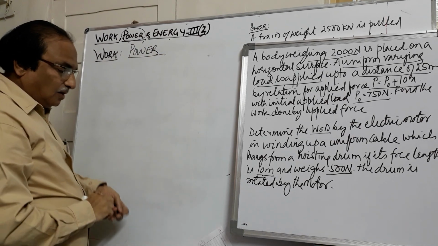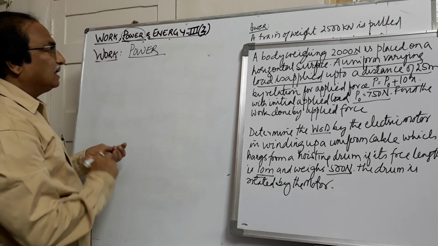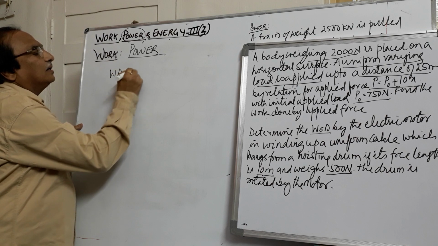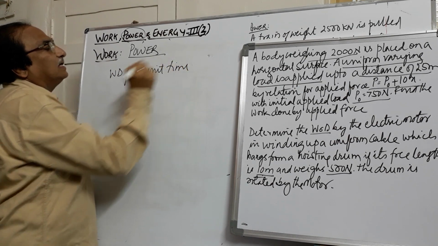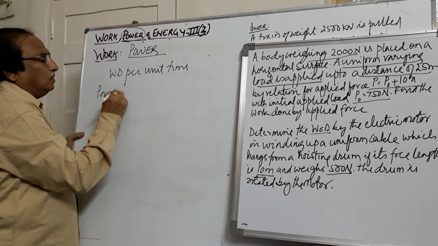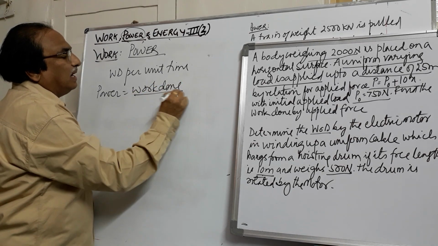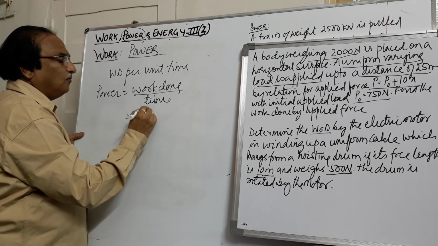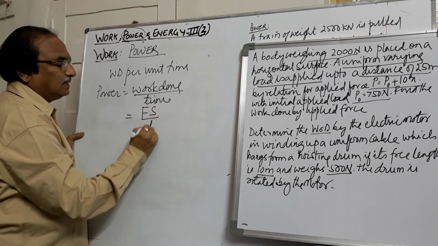Power. Now here power is in continuation of the work done. It is defined as the work done per unit time. So power is equal to work done by time. We know work done is force into distance divided by time.